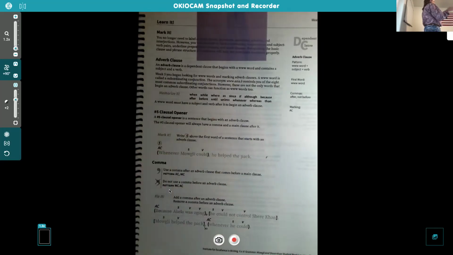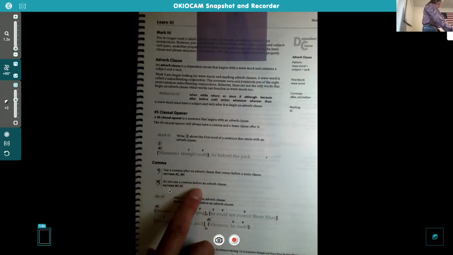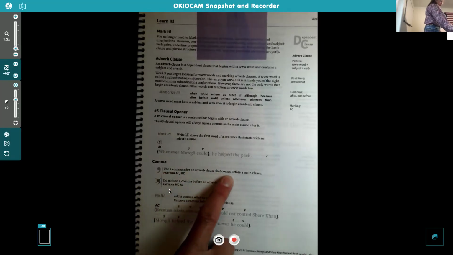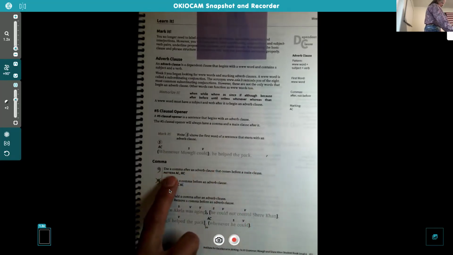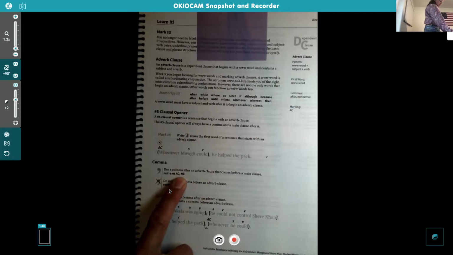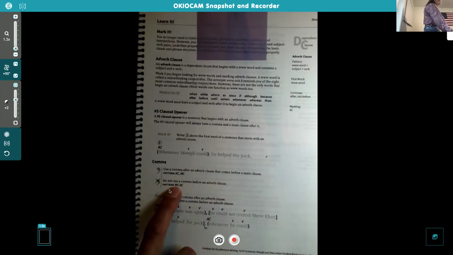So remember, an adverb clause has its own subject verb pair inside of it. And here's the comma rules right here. Use a comma after an adverb clause that comes before a main clause. Like this, AC, comma, MC. Do not use a comma before an adverb clause. So if the MC is first, the main clause, then you don't need a comma.